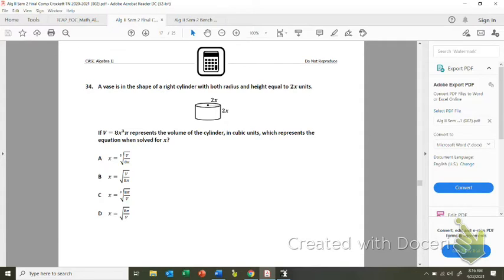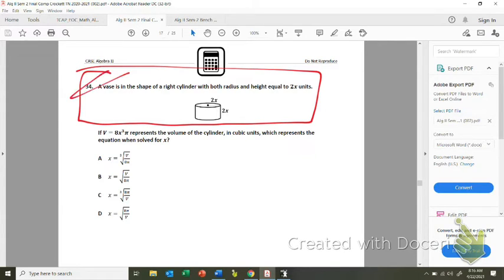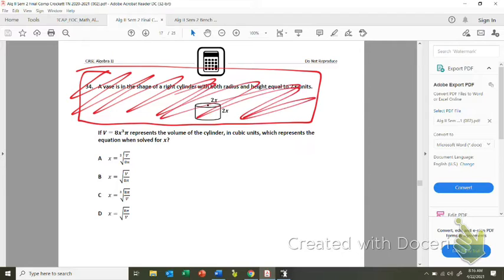So basically, what are we doing here? What are we solving for? We're solving for x. So do you need any of this right here? No, so just go ahead and mark that out. You don't need any of it. So all we're doing is we're taking this equation and we're solving for x.